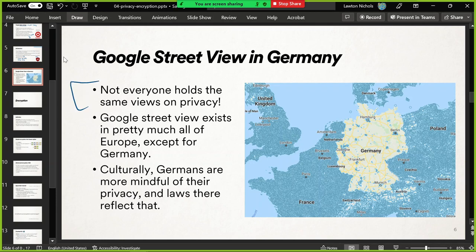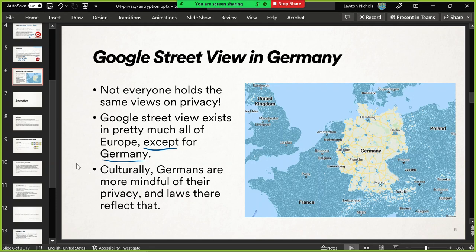Not everyone thinks the same thing about privacy, even though we're pretty similar to Germans in a lot of respects, right? Google Street View exists pretty much everywhere in Europe except for Germany. Only very large cities have a few streets or so mapped. And the reason is a cultural reason. Culturally, it just so happens that Germans are a bit more mindful of their privacy. And so they've made laws that make it very easy to opt out of Street View. Like, I don't want my house anywhere near Street View. Get it off of there. I don't want anybody seeing pictures of my house, of people walking on the street in my city, stuff like that. That is what they believe.